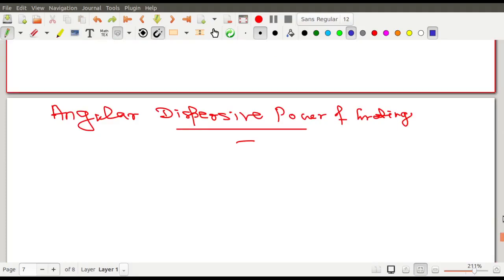So what do we mean by dispersive power? Dispersive power means to separate out the lights of different wavelengths. The more they are separated, the more clarity there will be. That is what we mean by dispersive power. So here I am going to find the dispersive power of a grating. I write the condition of principal maxima.